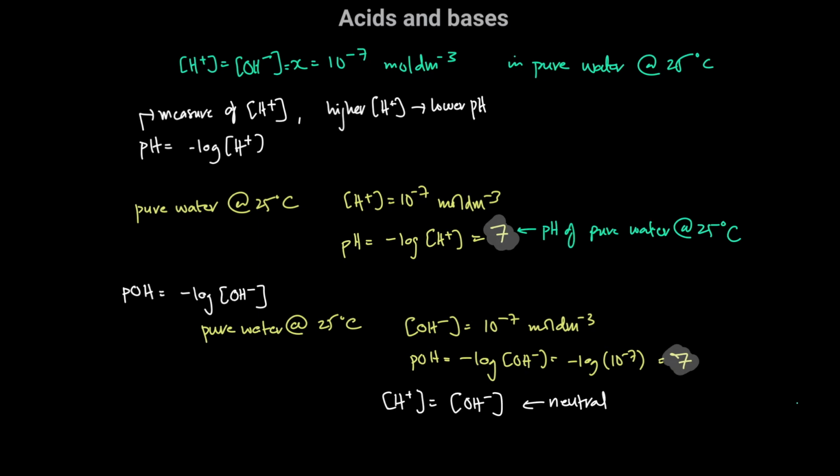Now we are redefining neutrality. The word neutral doesn't mean a pH of 7. That only applies at 25 degrees Celsius. If I'm talking about an aqueous solution and I say that solution is neutral, what I mean is the concentration of H+ ions is equal to the concentration of OH minus ions. Or we can say that for that solution, the pH is equal to the pOH. This is what we mean by neutral.